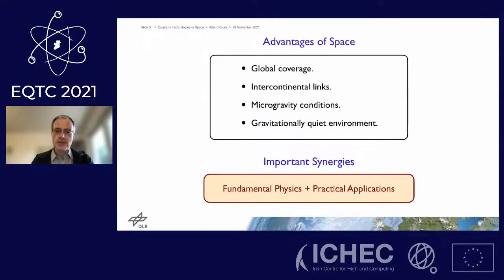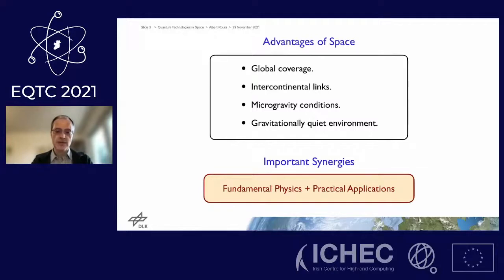Now, some of the main appealing features of space in this context are the possibility of achieving global coverage and establishing intercontinental links. Microgravity conditions in many cases can also be particularly beneficial, and also the fact that one has, compared to ground, a gravitationally quiet environment.